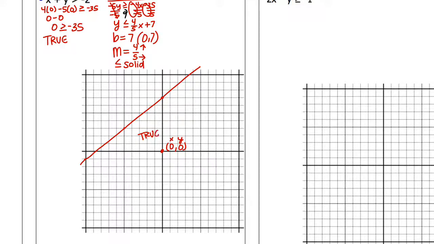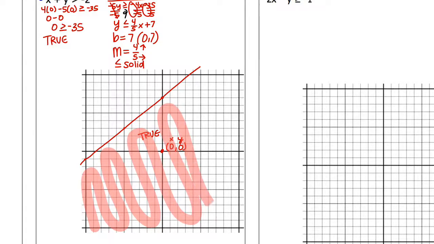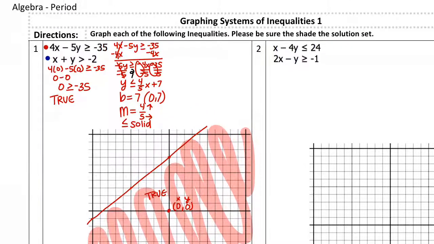So this is the side that I would shade here. Okay, so that's just part of my problem. The next thing I have to do is I need to do all the exact same things for my blue equation. So if we look at our blue equation, my blue equation is x plus y is greater than negative 2.